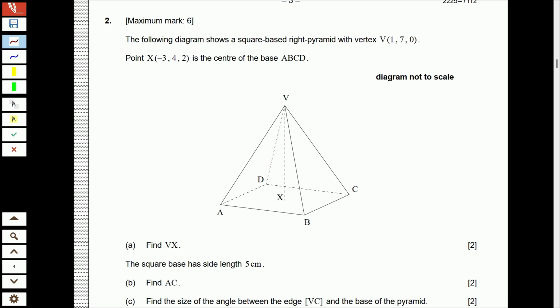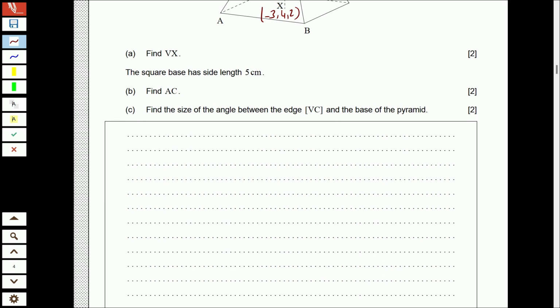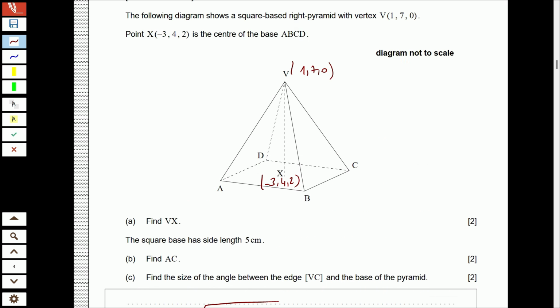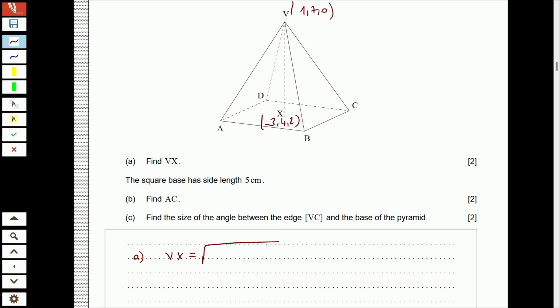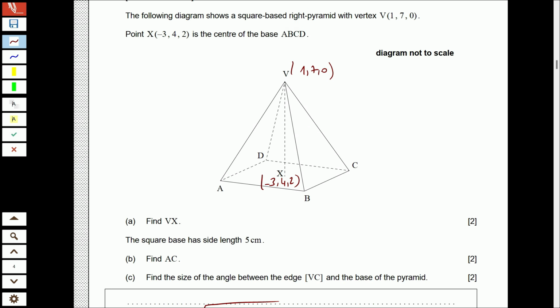Question 2. The following diagram shows a square-based right pyramid with vertex V (1, 7, 0). Point X (-3, 4, 2) is the center of the base ABCD. Find VX. We know the vertex point and the point X. In this case, we can find the length of VX, which is gonna be the square root of the sum of the squares of the differences of these dimensions.